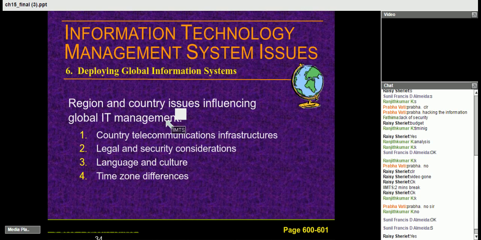Then deploying global information systems. Region and country issues influencing global IT management: countries' telecommunications infrastructure, legal and security considerations, language and culture and time zone differences.